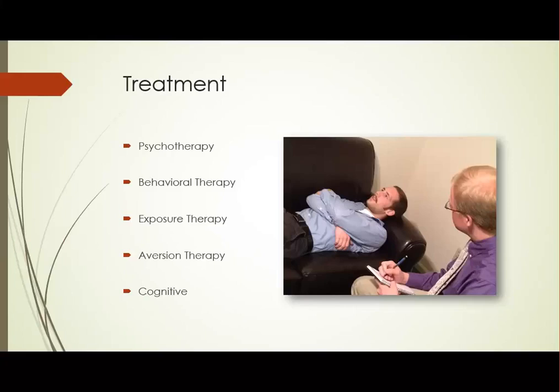Exposure therapy is guided exposure to anxiety-provoking stimuli, such as systematic desensitization, which is gradual, or flooding, which is all at once. It can be in vivo exposure or imaginal. In other words, in real life or imagined. Aversion therapy punishes undesirable behavior. An example would be Antabuse, which is taken and induces nausea and vomiting when someone drinks alcohol.